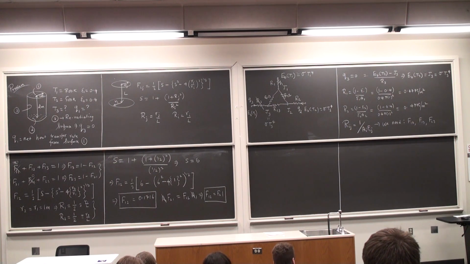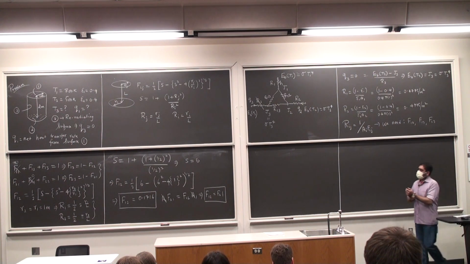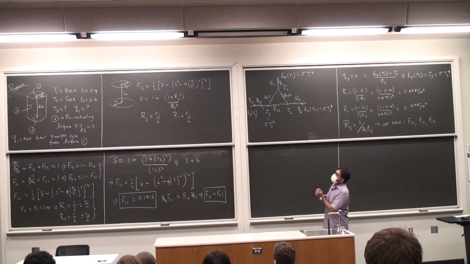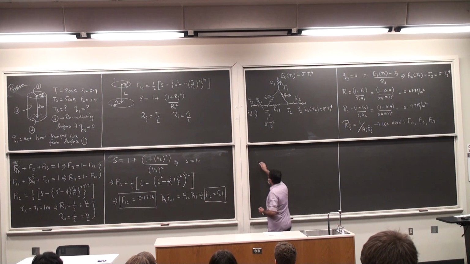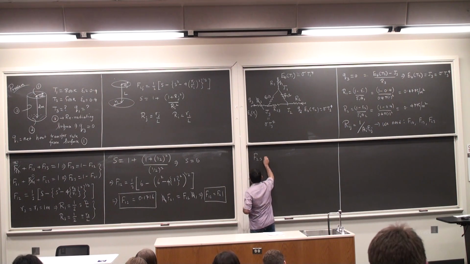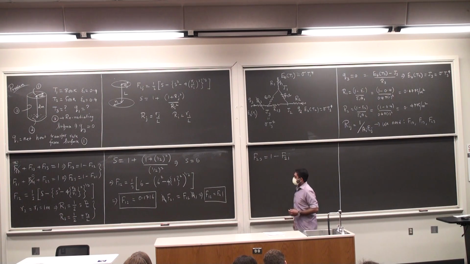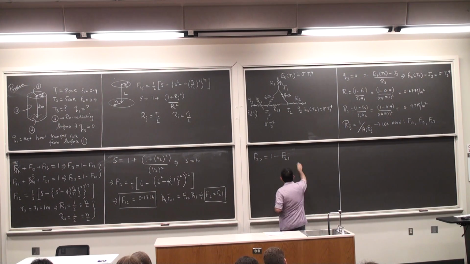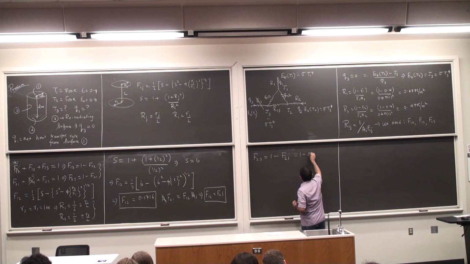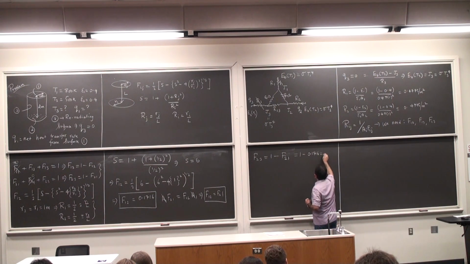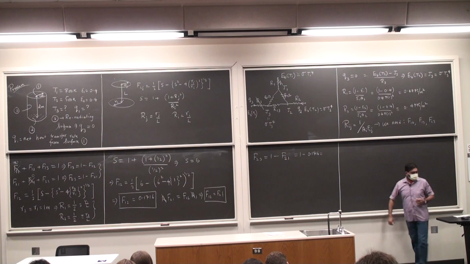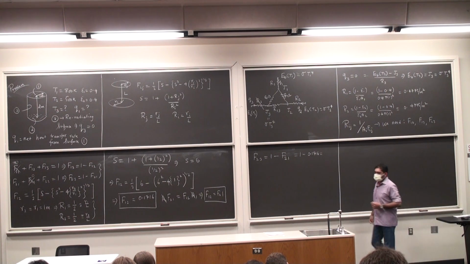All right. So now, moving on. I need to calculate F23 and F13, right? So F23 is 1 minus F21, and F21 is the same as F12, so this is 1 minus 0.1716, which is 0.8284, I believe, somewhere here.